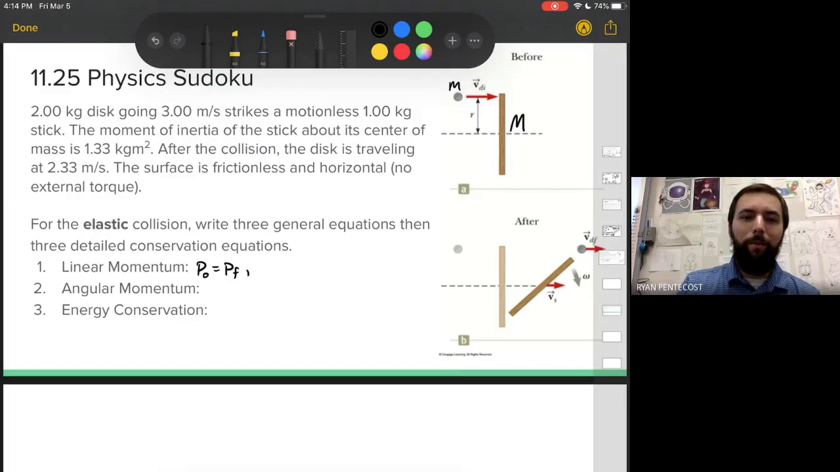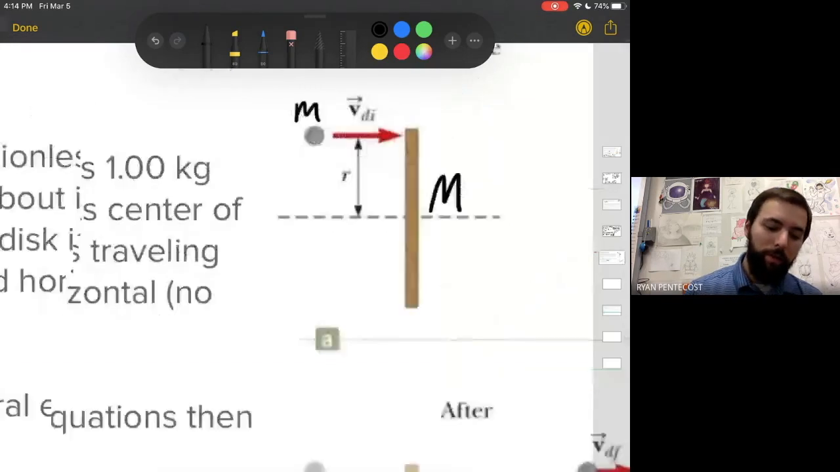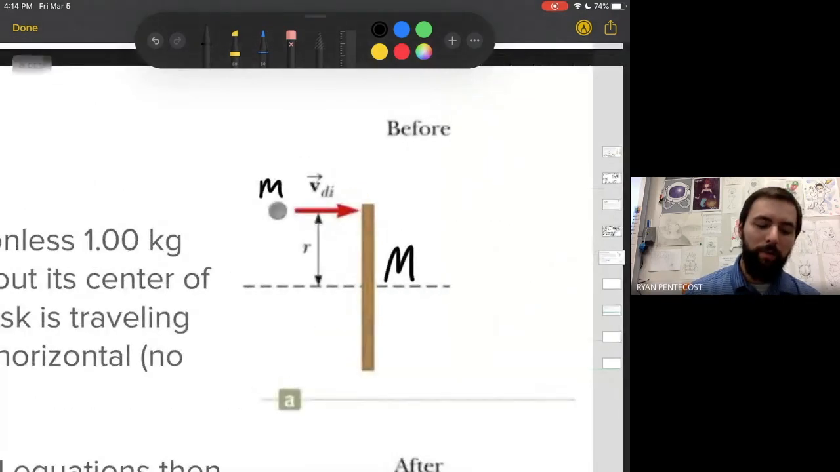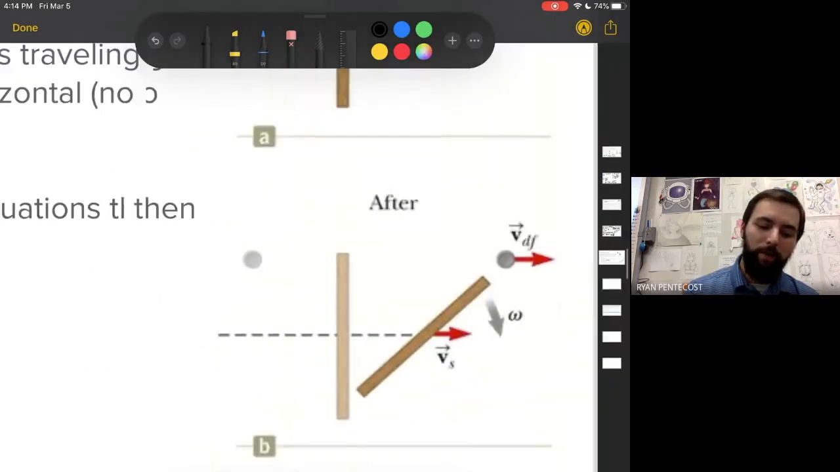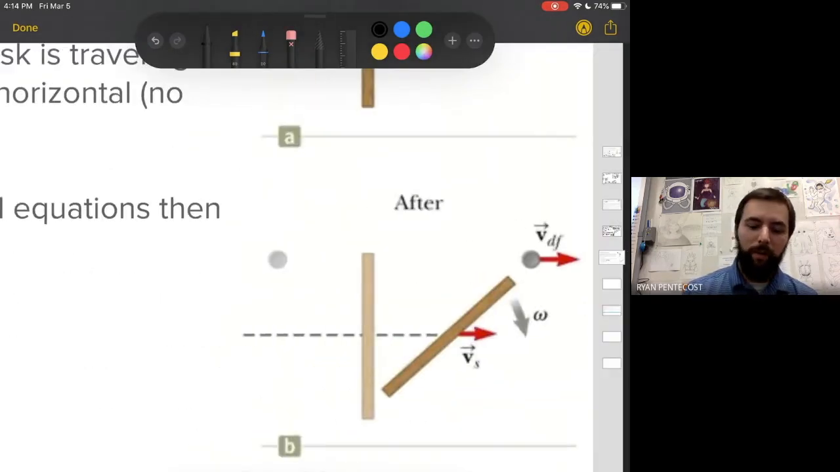All right, so our initial momentum, if we use those M notations, they also give us specific notations for the velocity. The disk initial velocity is VDI. The disk final velocity is VDF. The stick's final velocity is Vs, and it has an angular velocity omega.